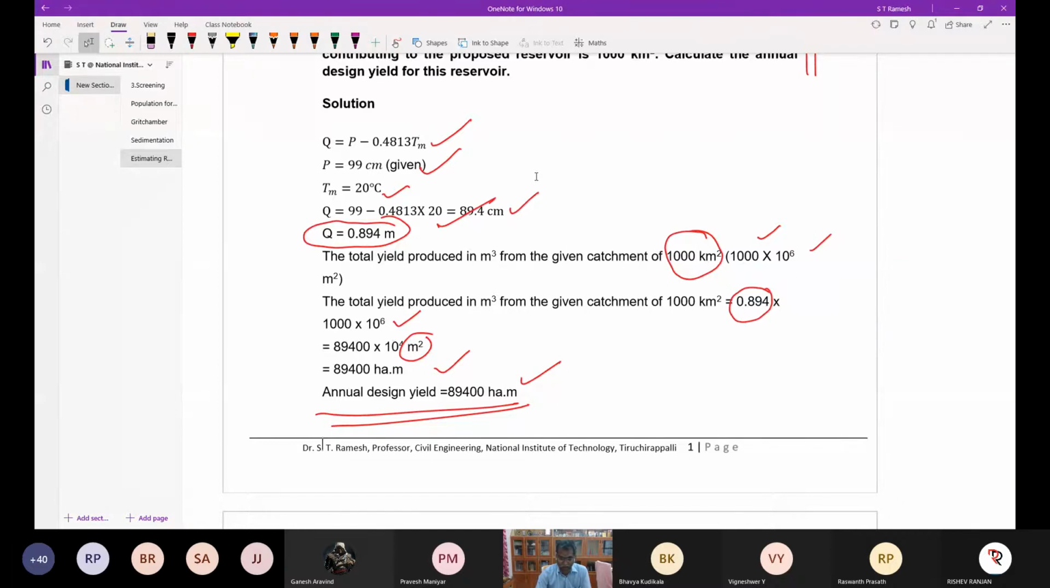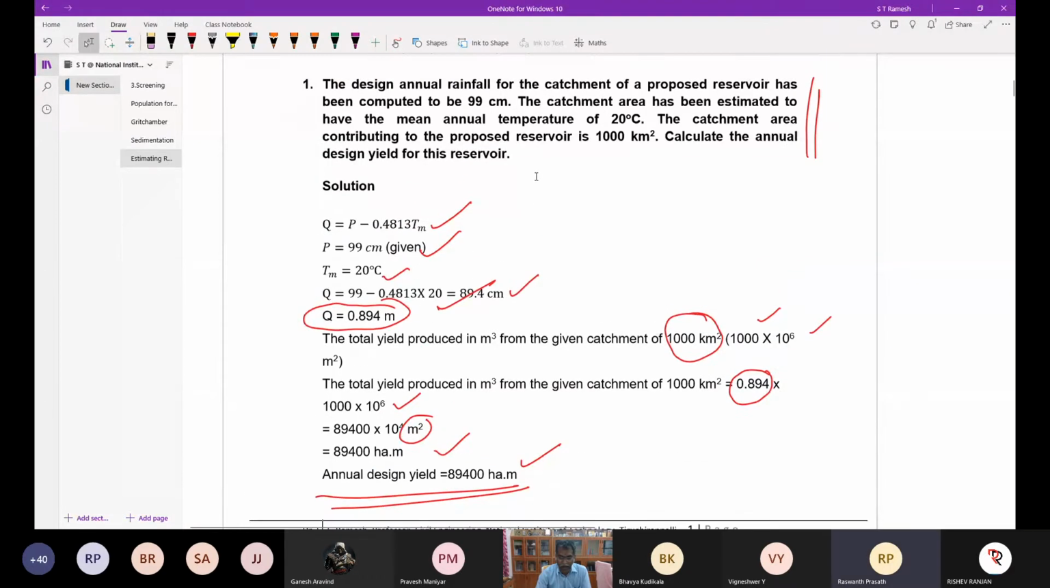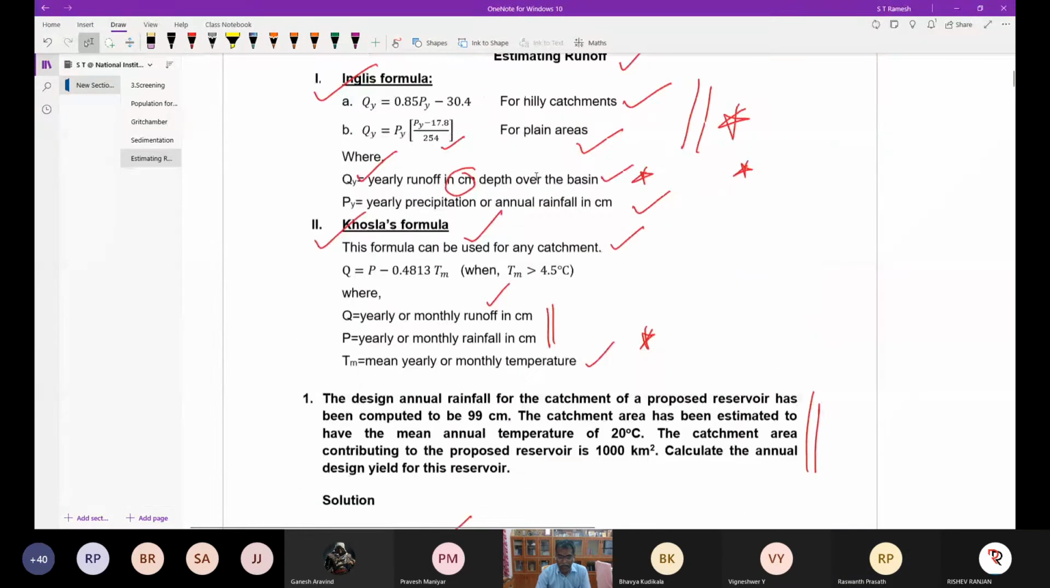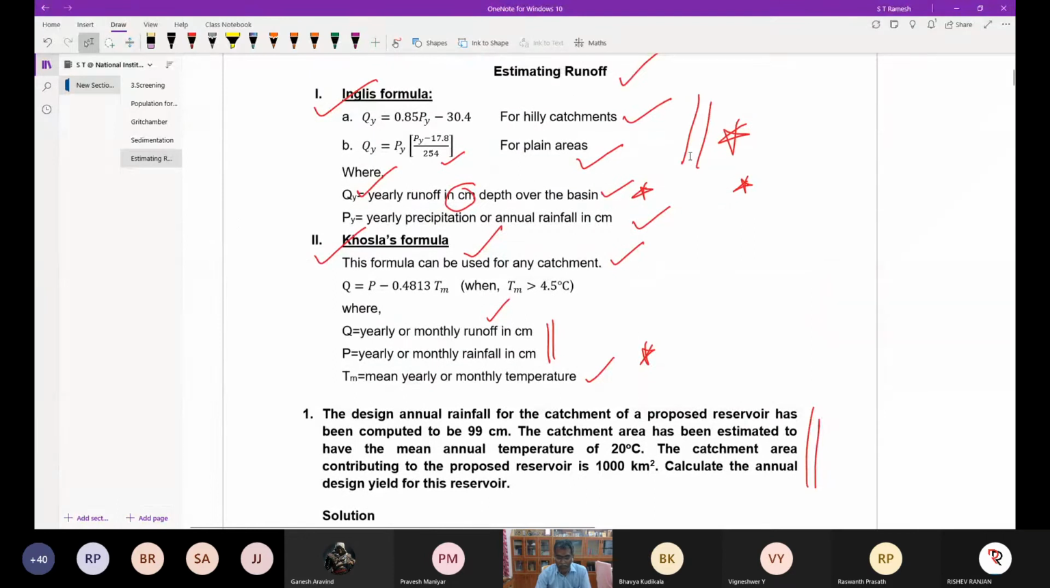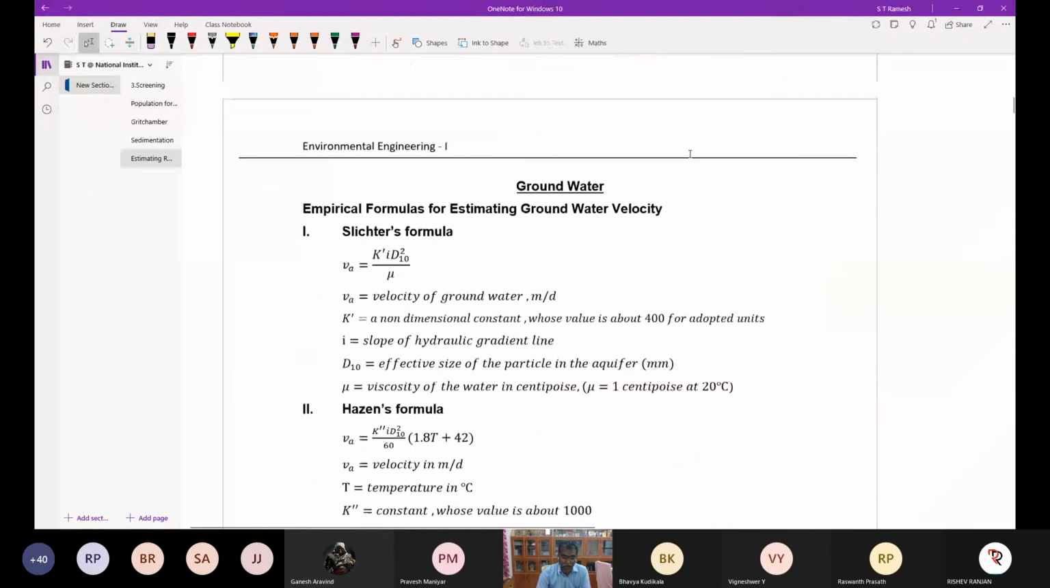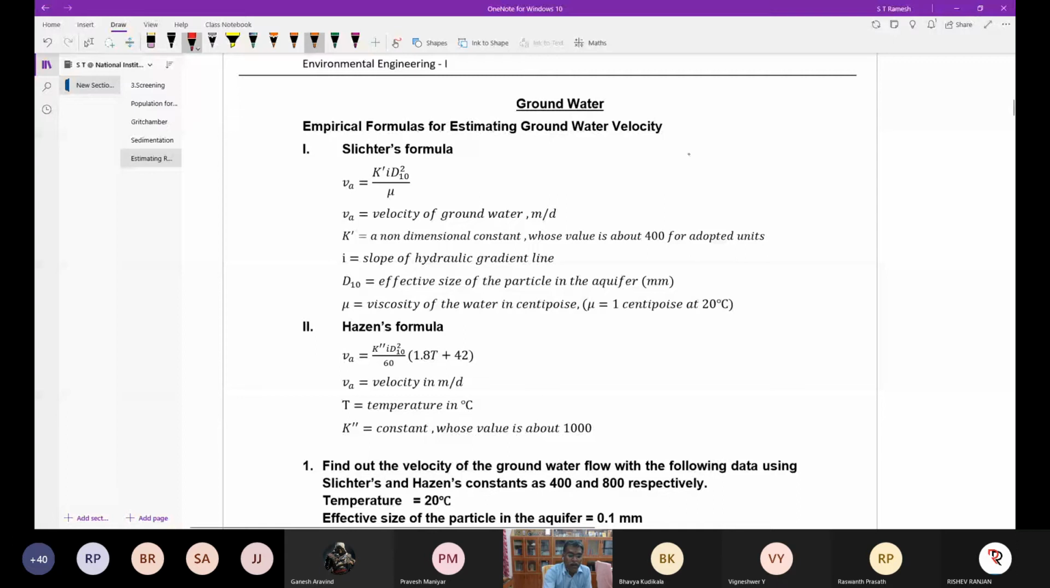Is it okay? Yes, sir. Rashwanti can interact with me. So this is not very challenging, and depending upon your situation, you can read the problem carefully and use either English formula or Kosla's formula to calculate runoff calculations. So we'll move on to the second segment.